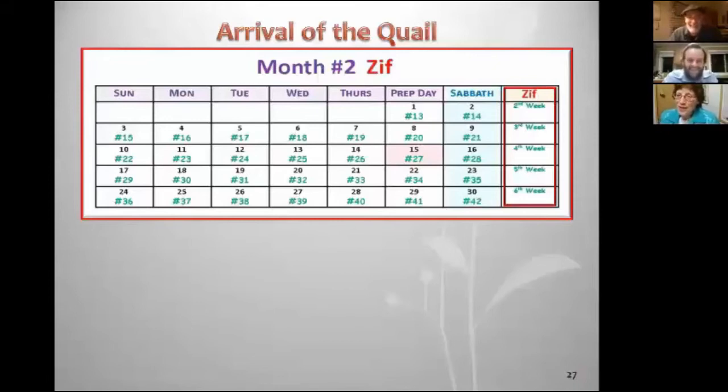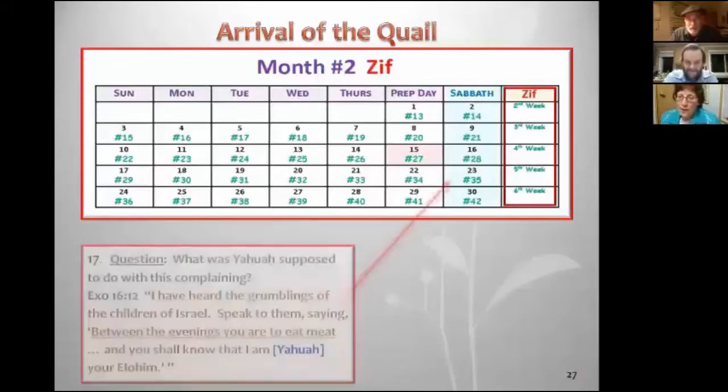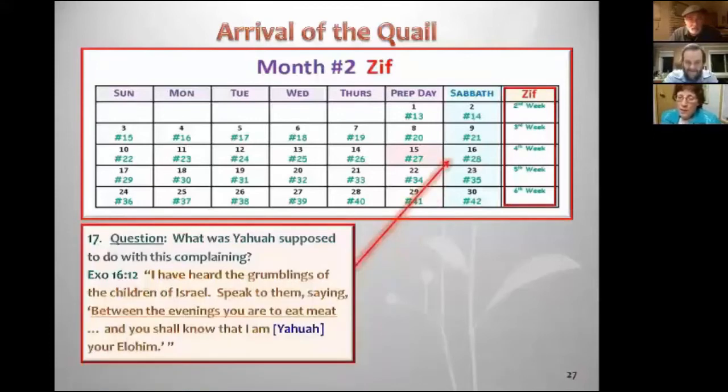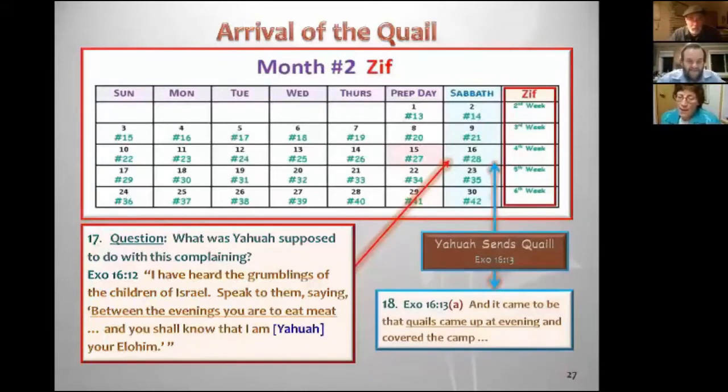Yeah. So don't forget that I have this column here that's counting the omer. So let's look and see where the quail show up. First, we have a question. The people are murmuring, and what is Yahuwah supposed to do with all this complaining? It tells us in Exodus 16:12, he says to Moses, I have heard the grumblings of the children of Israel. Speak to them, saying, between the evenings you are to eat meat, and you shall know that I am Yahuwah, your Elohim. He could not get their attention with anything, and he said, okay, I have to satisfy their hunger before they're going to listen to another thing I say.